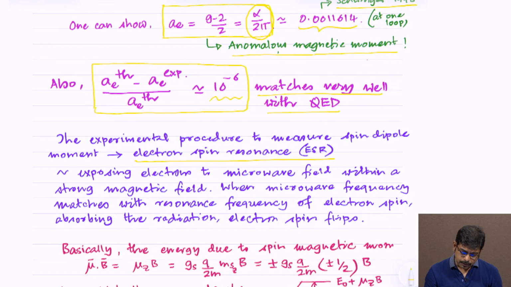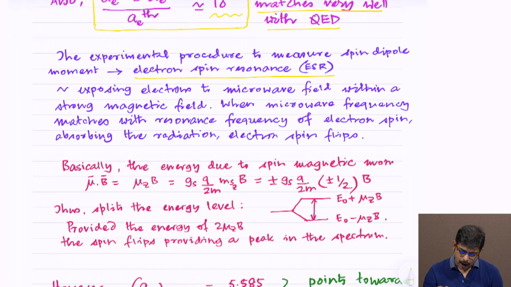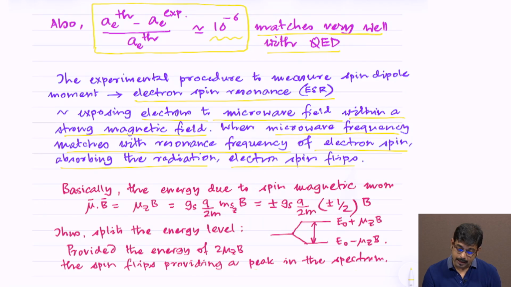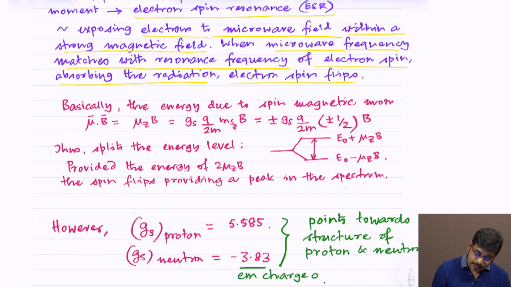Here I give you a brief description of how exactly this is measured. You have to expose the electrons to a microwave field within a strong magnetic field. When the microwave frequency matches the resonance frequency of the electron spin, absorbing the radiation, the electron spin flips. What does this mean? The energy due to the spin magnetic moment is given by mu dot B or mu_z B, which is g_s into q by 2m into m_sz into B.